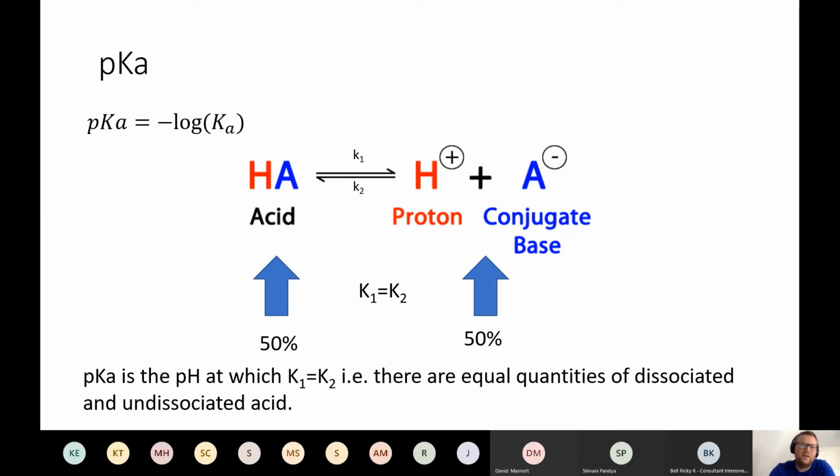This then leads us on to pKa. pKa is the negative log to the base 10 of the dissociation constant, Ka. pKa is the pH at which the forward reaction is equal to the reverse reaction, i.e. that you have 50% dissociated and 50% undissociated acid present. This is important when it comes to buffers, and also in pharmacology concepts as well.